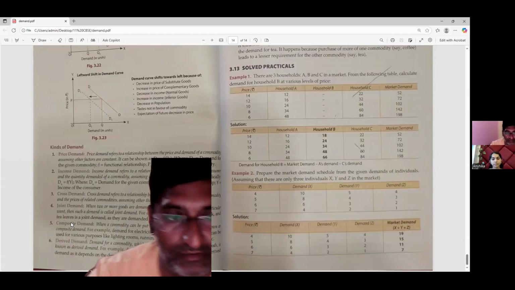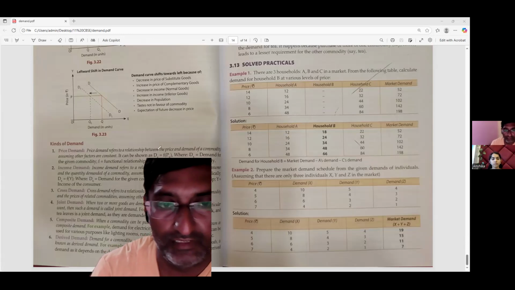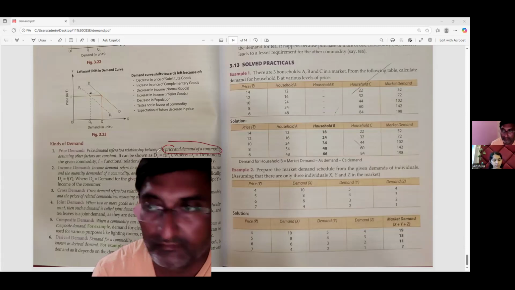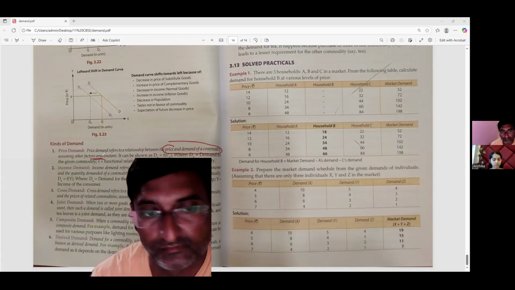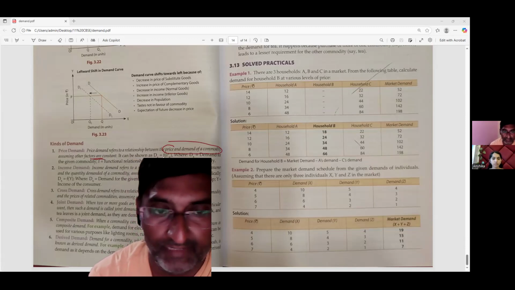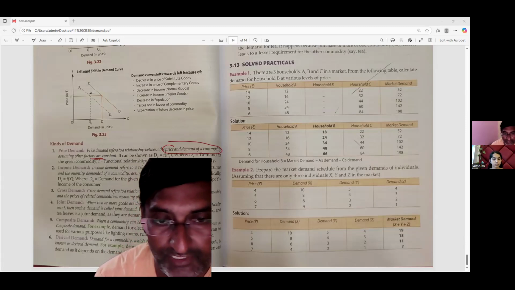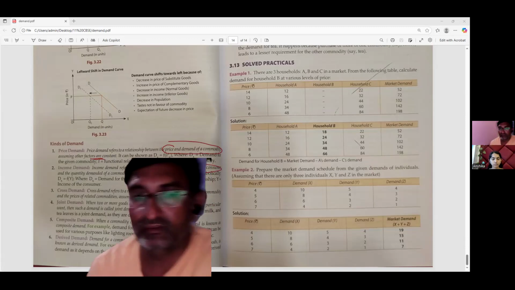Now, kinds of demand. Price demand: basically, price demand refers to the relationship between the price and demand of the commodity, but assuming other factors are constant. It can be shown as we have seen in an example. Income demand: income demand refers to the relationship between the income of the consumer, increase or decrease of the income of the consumer.